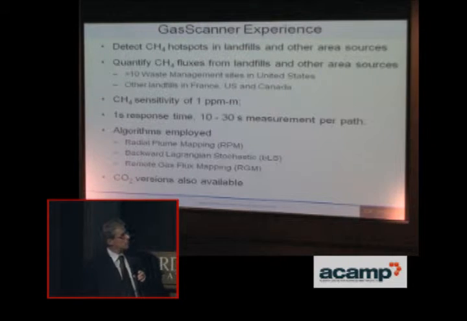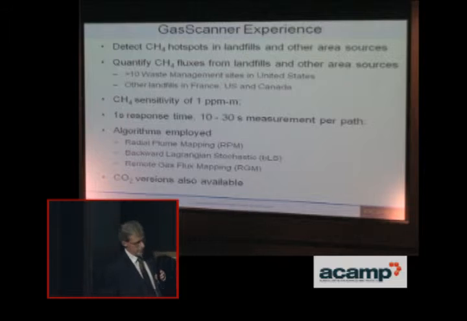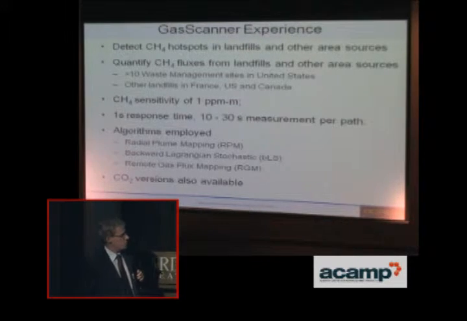We've done a number of different projects with landfills and other area sources. There are a number of different commercial algorithms that are used to take those path integrated concentrations and meteorological data and convert them into emission fluxes. Such algorithms are called radial plume mapping, backward Lagrangian stochastic technique. This is a technique that was actually developed at the University of Alberta by Dr. John Wilson and his co-workers, and enjoys a lot of application in agricultural applications.